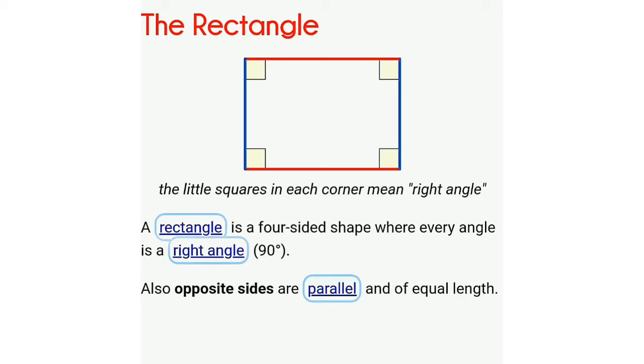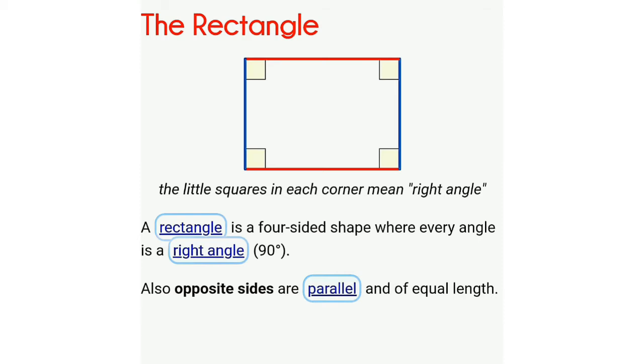So look at the shape. In this shape we have two lines, blue and red. On left and right we have blue lines. These two lines are parallel, and up and down we have two red lines. These two lines are parallel, and the little square shows that these are right angles.